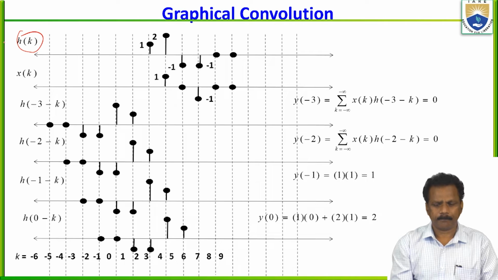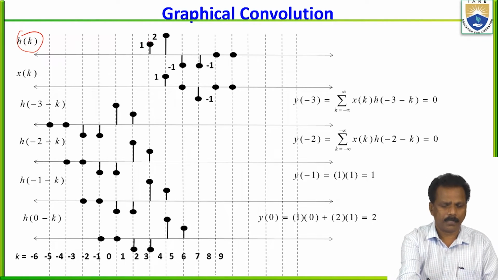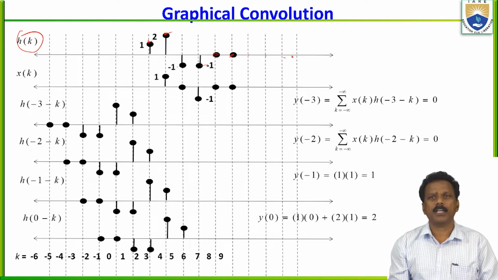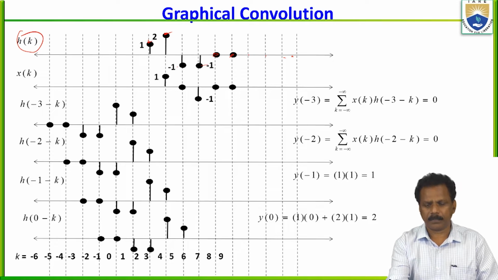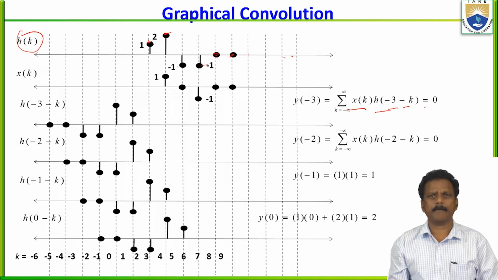Within h of k here, it is 1 and 2, minus 1 and so on. Like this, we can easily verify, where x of k is here, that y of minus 3, the summation from k equals minus infinity to plus infinity of x of k times h of minus 3 minus k, equals 0. Where h of minus 3 minus k, we substitute this value.